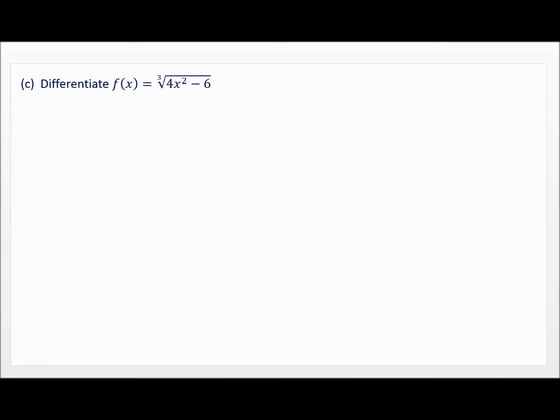So a second problem here, I want you to differentiate the function f of x as the cube root of 4x squared minus 6. Now, we're already in the habit of rewriting radicals as rational exponents. So this is a rewrite step. This is not taking the derivative. So this function is equivalent to f of x is equal to 4x squared minus 6 to the 1/3 power. Now I'm ready to take the derivative.